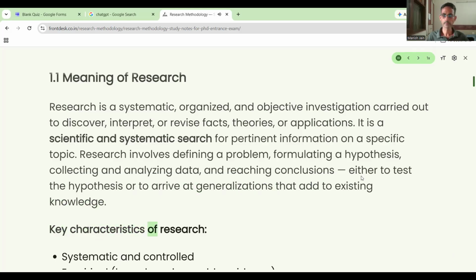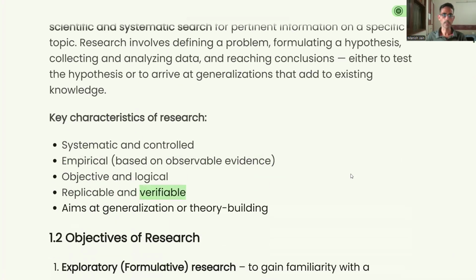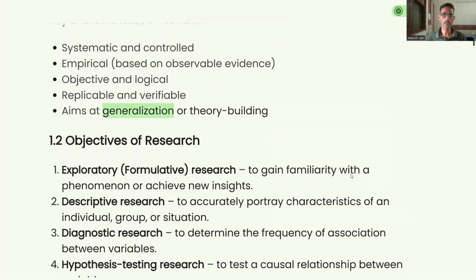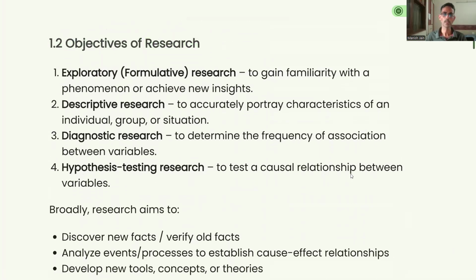Key characteristics of research: systematic and controlled, empirical based on observable evidence, objective and logical, replicable and verifiable, aims at generalization or theory building. 1.2 Objectives of research.